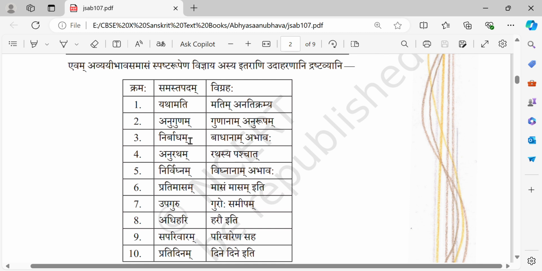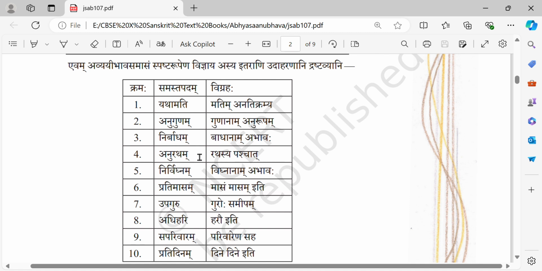Anugunam. Here, look at the word anu. Gunam. Gunanam anurupam. This is the format which you have to follow. Or you can write this form in another way also. Gunasya yogyam anugunam. Rupasya yogyam anurupam. Even in that way also you can write.